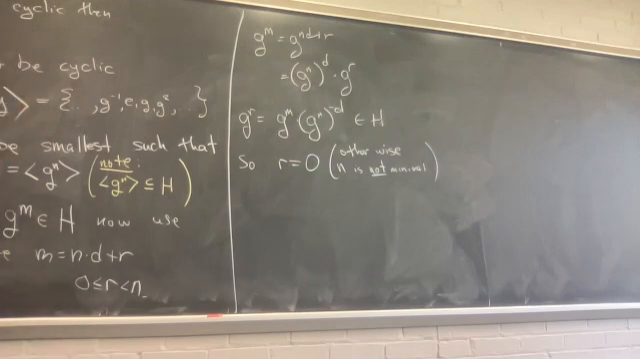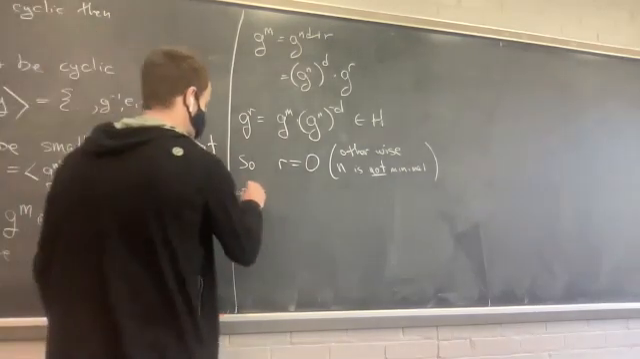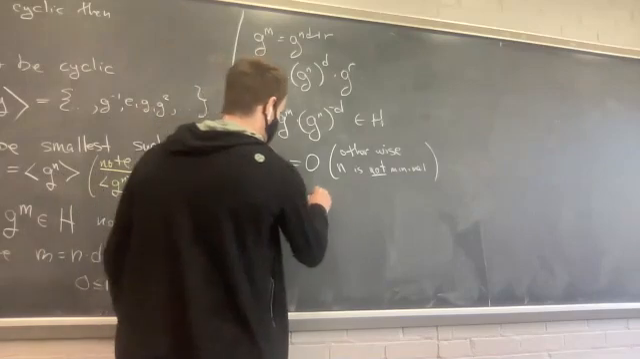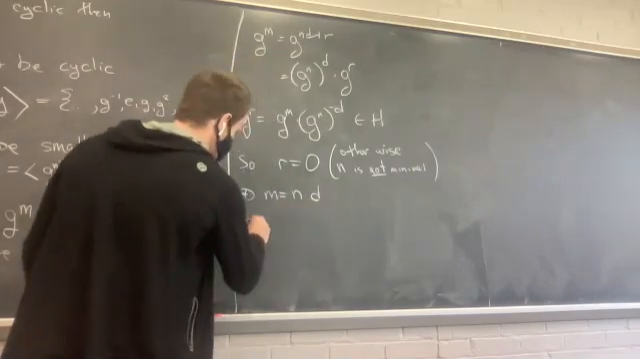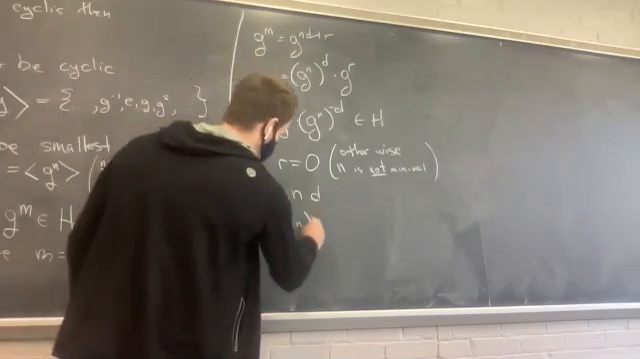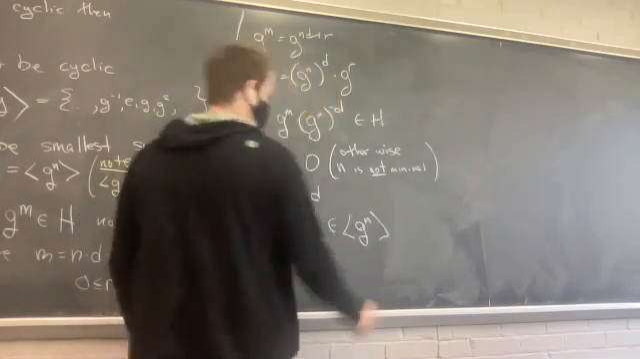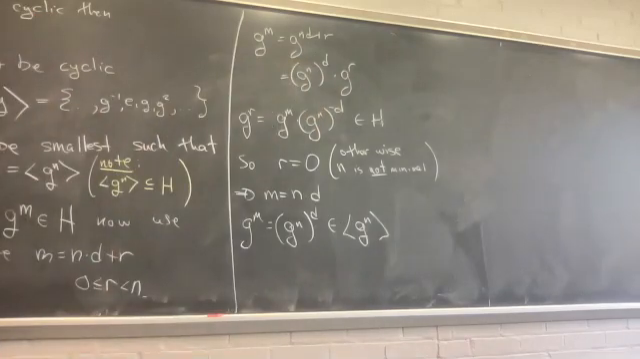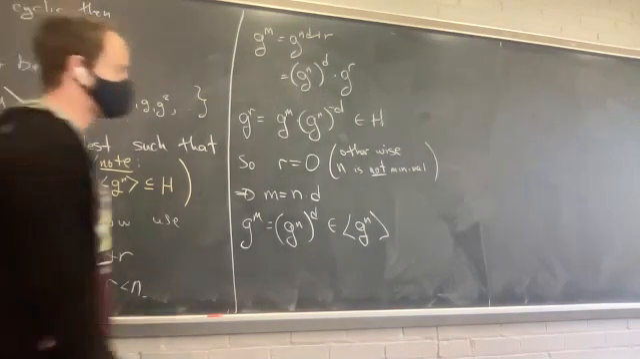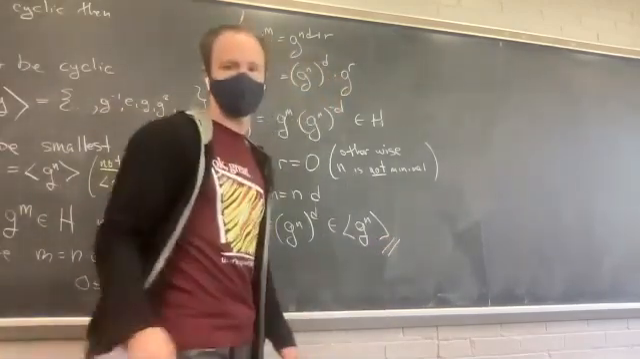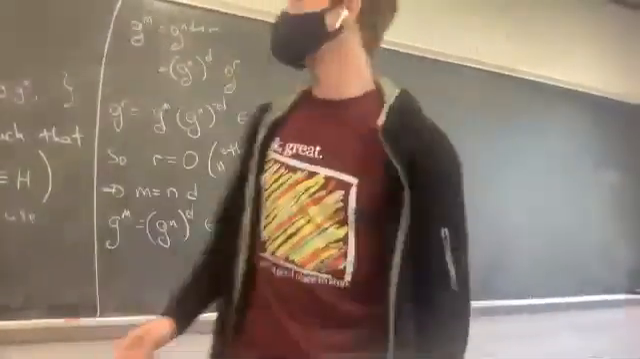Okay, so r is equal to 0, but notice that that means that m equals n times d, or g to the m is equal to g to the n to the d power, but that's an element of the cyclic group generated by g to the n, right? It's the dth power of g to the n. So that means we finished this proof that H has to be cyclic.